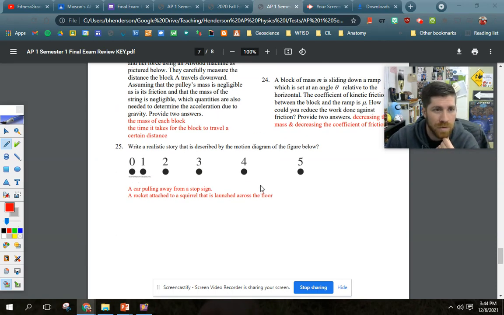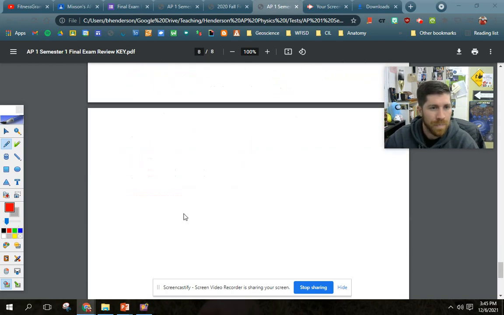And then lastly, there's lots of stories you could come up with, and you'll have a couple other examples on the review quiz to practice reading motion diagrams. You can see here the spaces are getting further apart from seconds 0 through 5. So this represents something accelerating, whether it's a runner running out of the blocks and going fast, it could be a car pulling away from a stop sign like I've done here, or I hate squirrels, so it's a rocket attached to a squirrel launched across the floor.